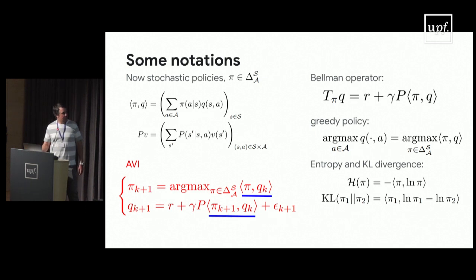And one maybe important thing here: when you write things like that, you have the greedy step. The greedy step solves an optimization problem, which is: I want the maximizing argument of pi dot qk. And when you apply the Bellman operator, what you bootstrap is the solution, the maximum of this optimization problem, so pi k plus 1 dot qk. So you have a strong connection between the greedy step and what you will propagate in the evaluation step. And what we'll do is basically change this guy. If we change this guy, it makes sense to change this guy accordingly.